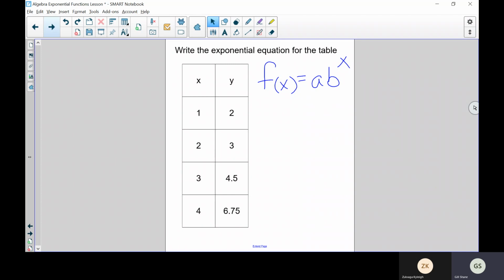No, you just said it. So what is it? 1.5 divided by 2, divided by 1.5. Or we're going up, we're dividing by 1.5. So that's what the pattern is. Oh, yeah.